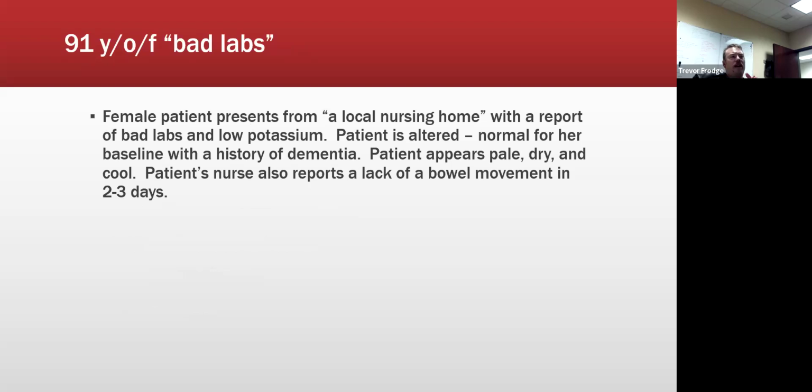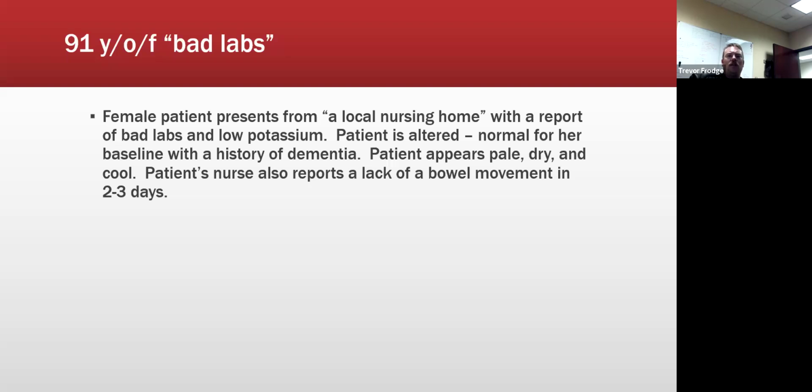So I got an altered patient. She's 91. She's at a nursing home. She hasn't pooped in 2 to 3 days, and she's got dementia and low potassium. Okay, well, what does that actually mean for us? Well, it means that she might have a bowel impaction. It means that she's got probably some serious issues, because bad labs, again, can't be faked.